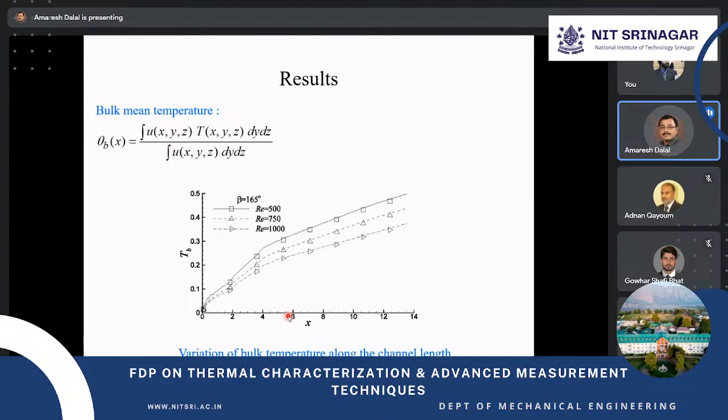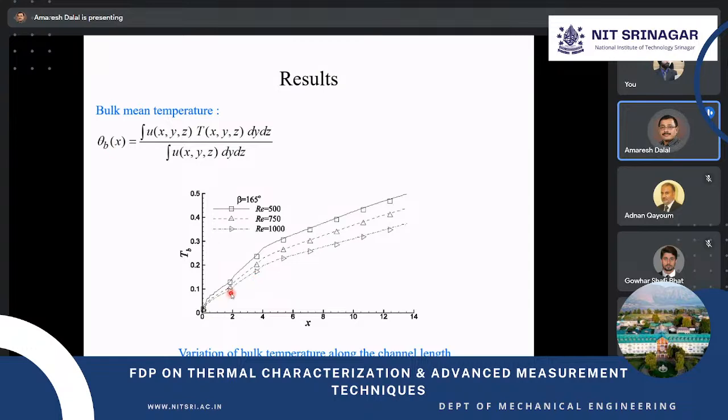Okay, so now we want to calculate the bulk mean temperature. So bulk mean temperature, you know, at a particular cross section, is kind of an average temperature. So we calculate integral UT dA divided by integral U dA. So dA, obviously in this case at a particular x location, the elemental area will be dy dz, and you have to vary it. So that we have calculated.